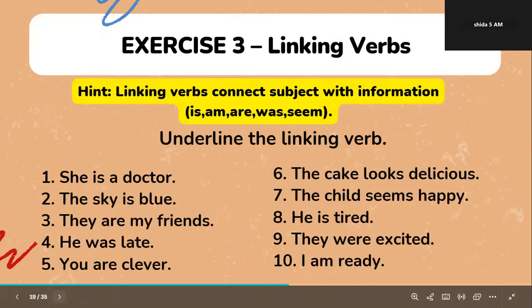Let's discuss exercise number 3, linking verbs. There is a hint given here. Linking verbs connect subject with information like is, am, are, was, seen. So, we have to underline the linking verb here.